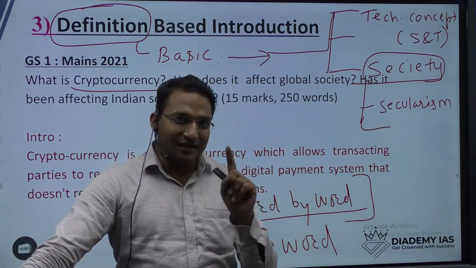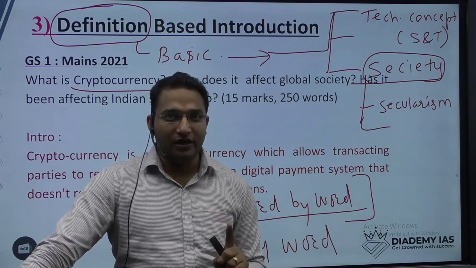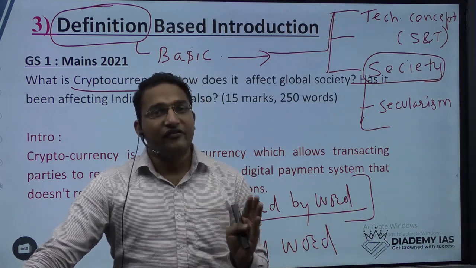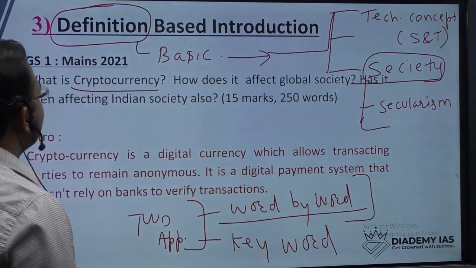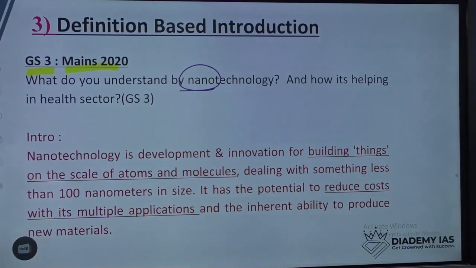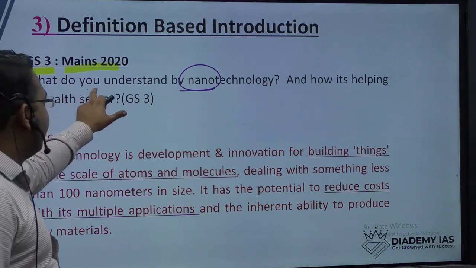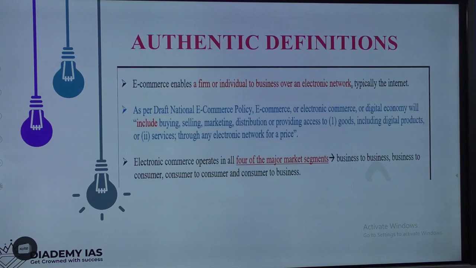So especially in technical subjects, social subjects, and in those concepts where there is ambiguity and different interpretations are possible, you should use this type of concept, the definition-based introduction. You can see year after year, in science and tech, they are asking you the definition. What do you understand by nanotechnology? Definitions you can get from policies, like here in the draft national e-commerce policy.